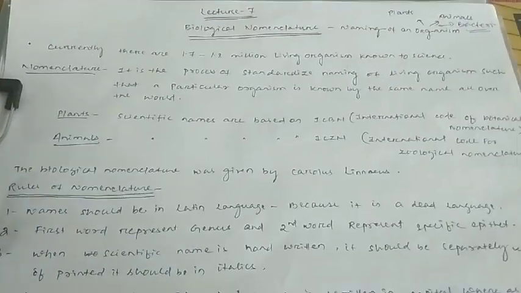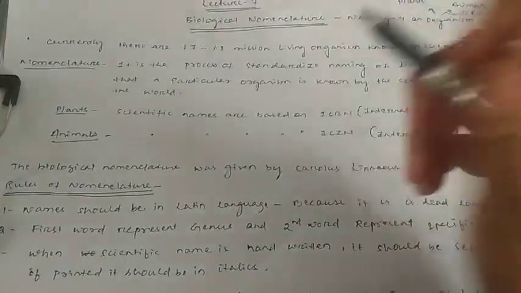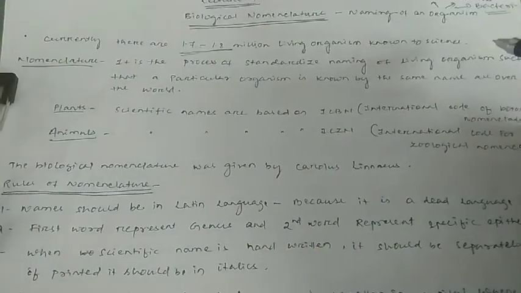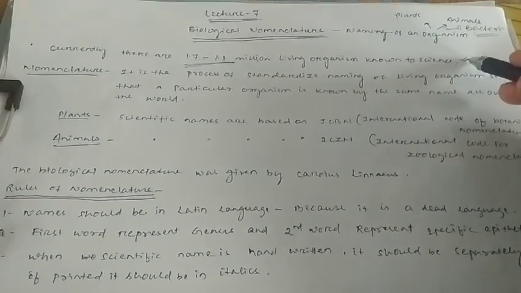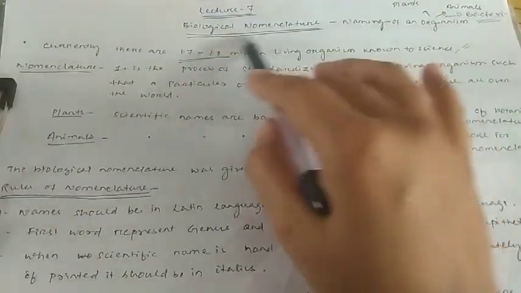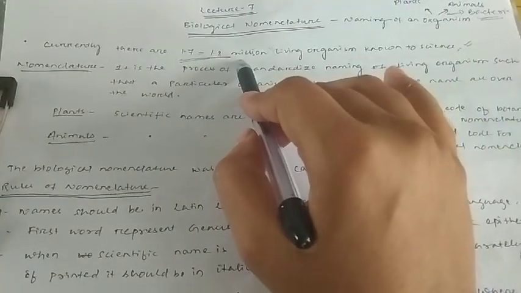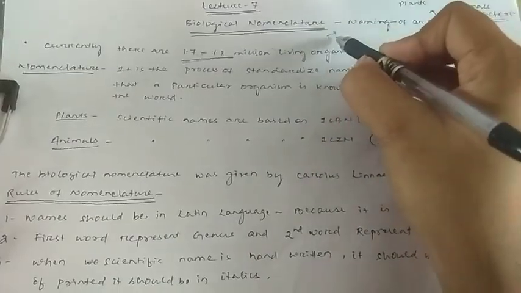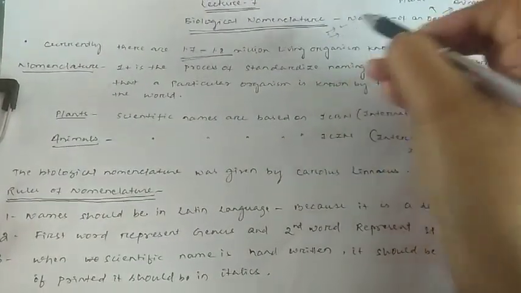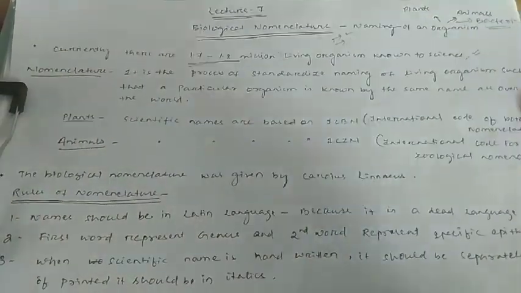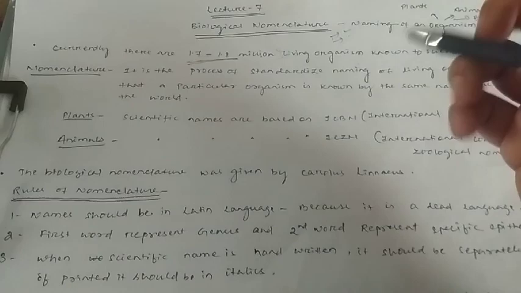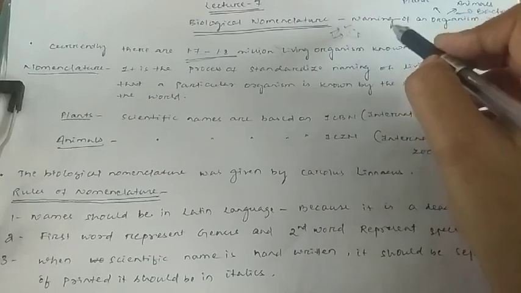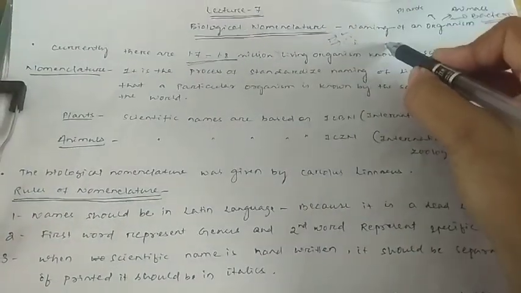So what is the need of this nomenclature? Why do we name organisms? There are over 1.7 to 1.8 million living organisms known to science till now, okay? We can't remember all these names, right? We have to identify them. Here we call it mango, and there are many varieties of mango, like Banganpalli, and all these varieties have certain names. We have different names in our state, even in our locality. In Kalahandi it may be called something different from Karnataka or Tamil Nadu.